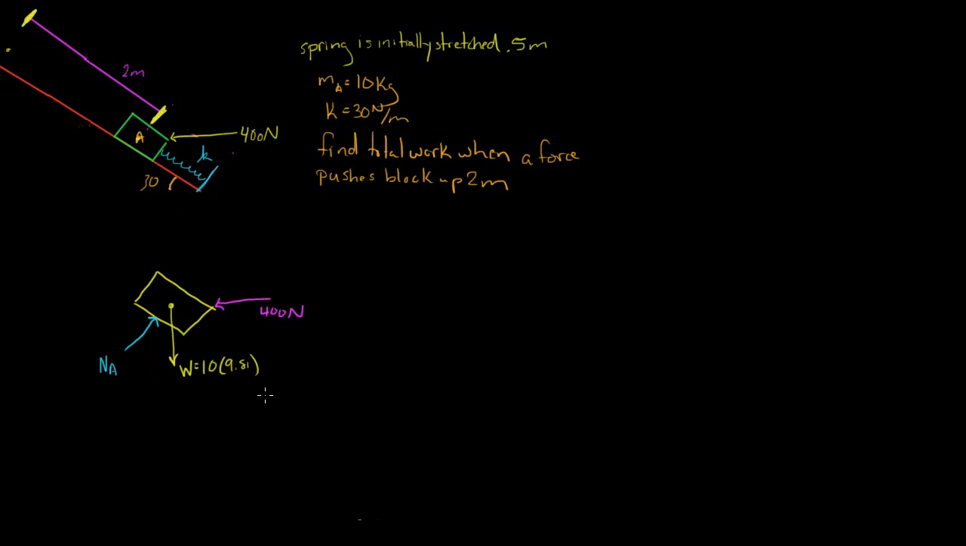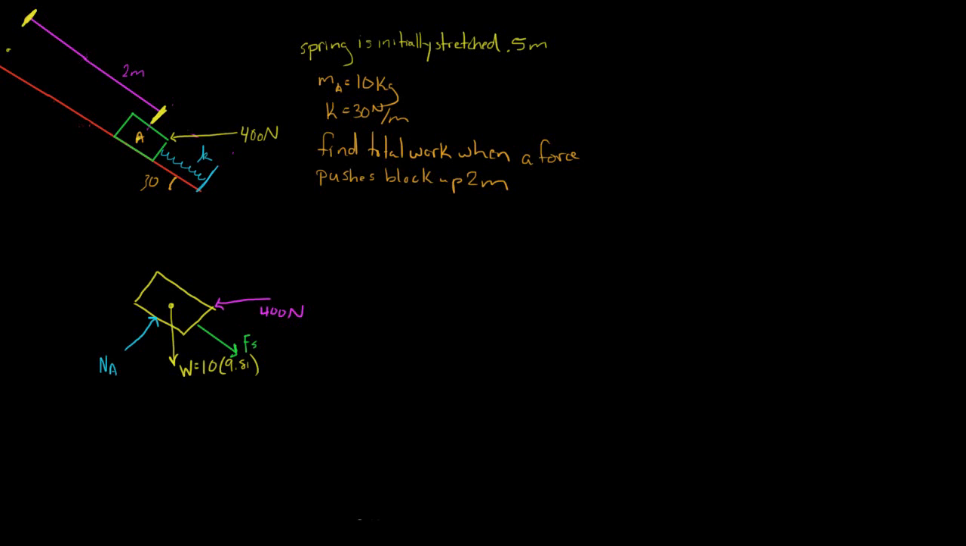And finally, I have a spring force. And we just have to figure out which direction the spring force is acting. Now, the spring is initially stretched 0.5 meters. So when I stretch it another 2 meters, when I bring the block farther up, the spring is going to want to bring the block back down. So my spring force is going to act in this direction right here, because it's going to want to return to its unstretched position. So this is my force of my spring. And now these are all the forces that are acting on my system.